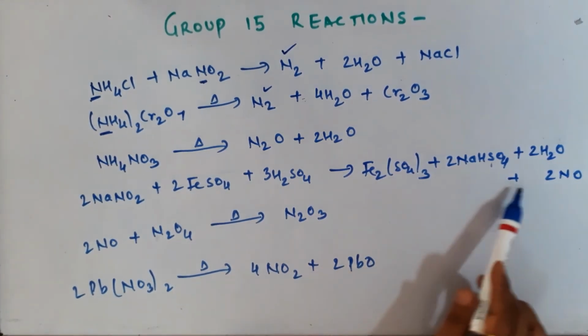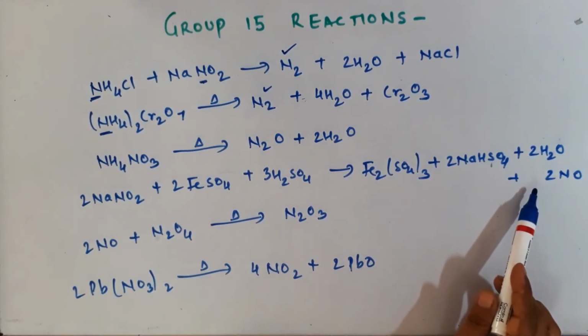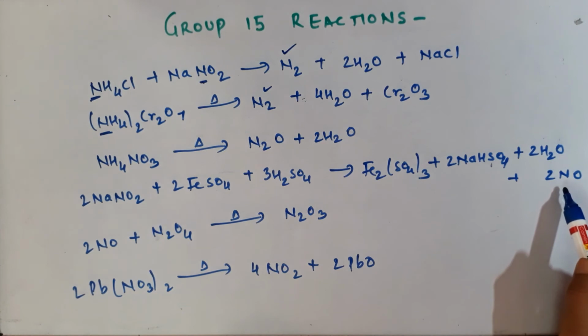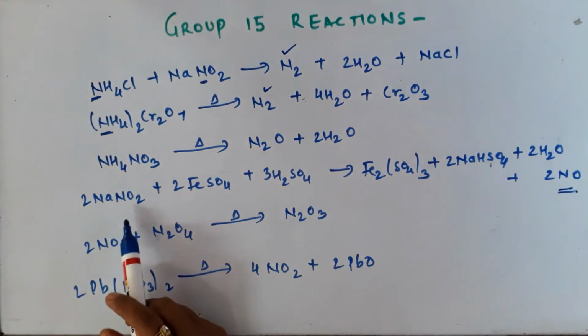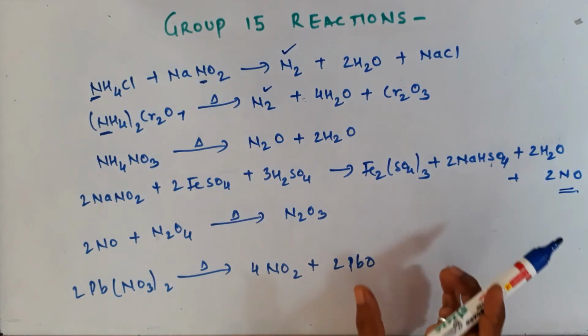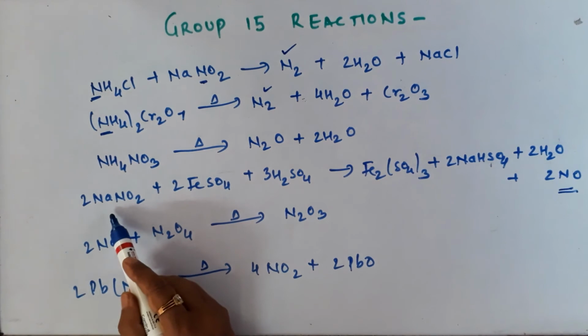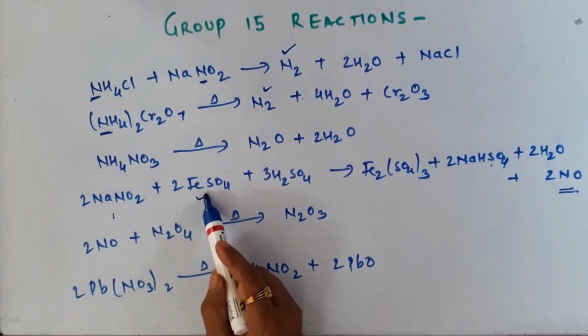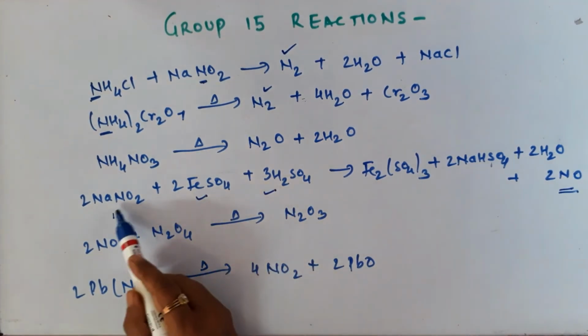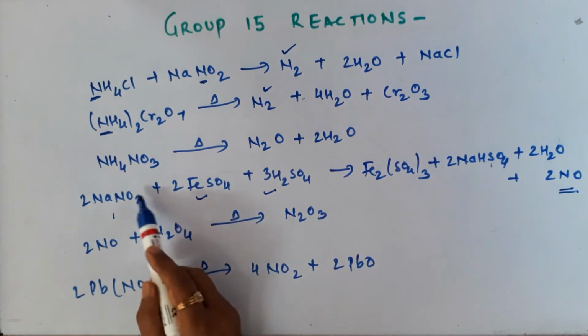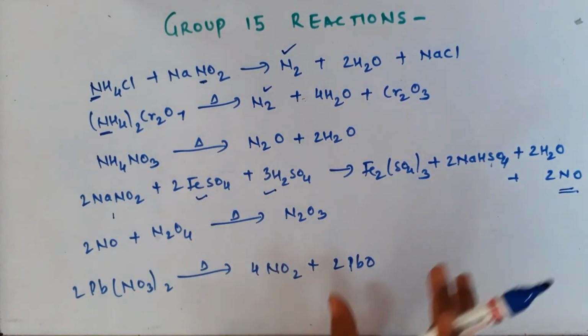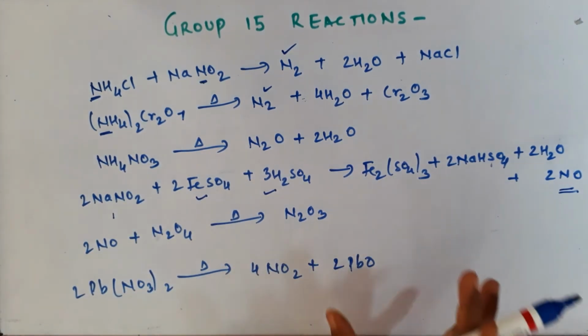This reaction is used for preparation of nitric oxide. How to prepare it? Look at this. It is a little bit similar to the brown ring test which we discussed. Okay, in the brown ring test we were taking freshly prepared ferrous sulfate and concentrated H2SO4, but we were doing it for nitrate, but here we have nitrite. A little bit of differences there, okay? Some similarities are also there.